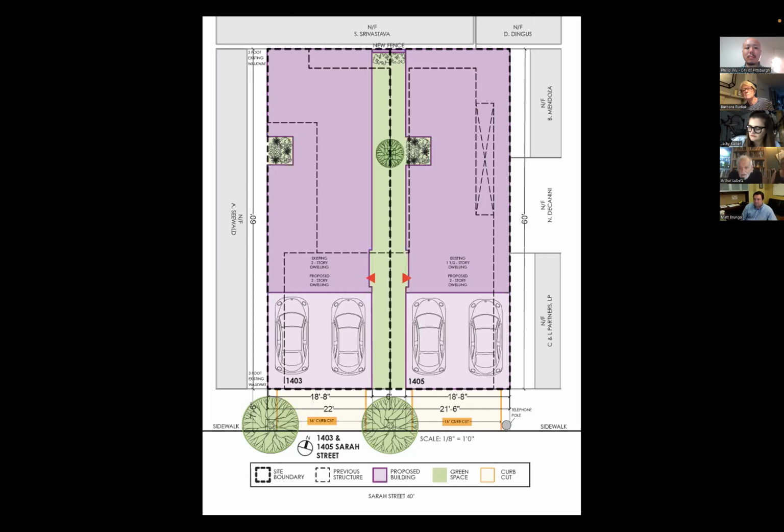Two-story buildings, duplexes like these, don't require a second way out.